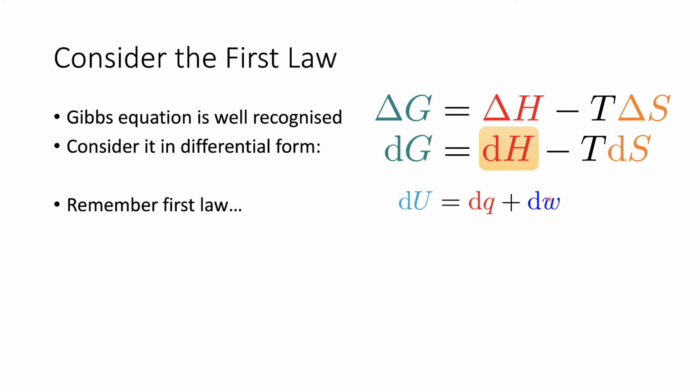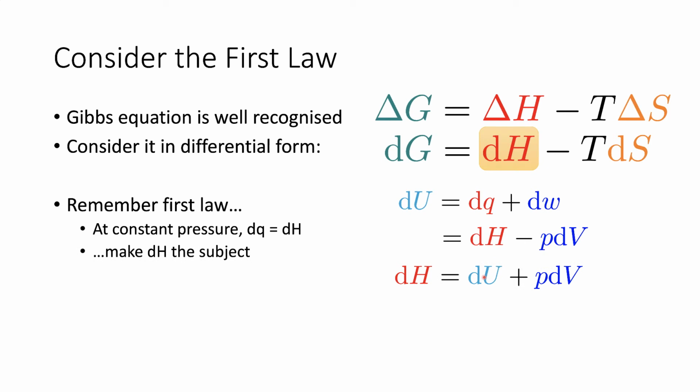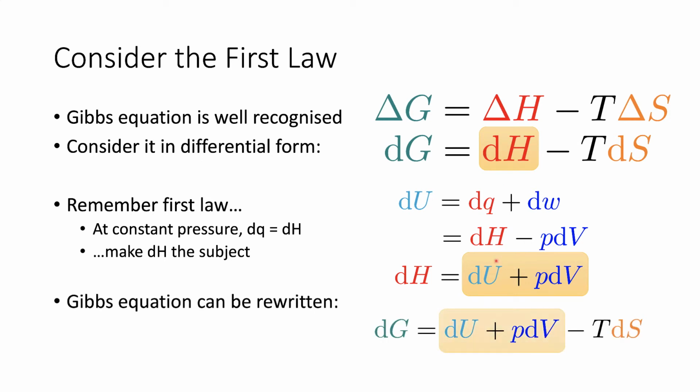And under constant pressure, the definition is that our heat flow is equal to the enthalpy. So this allows us to do a quick substitution, still a first law consideration under constant pressure. But what this does is it allows us to make delta H the subject and get an expression for our enthalpy. What we can now do is substitute this term back into our original Gibbs equation, and we can rewrite it as follows.